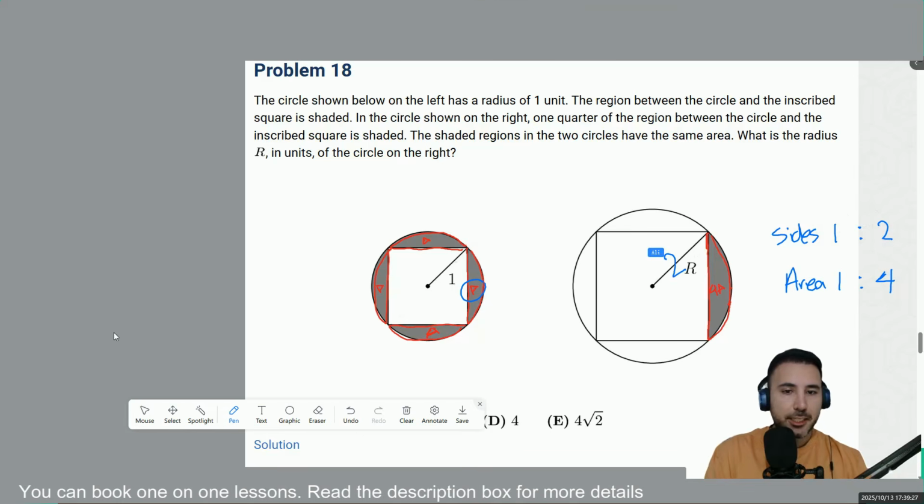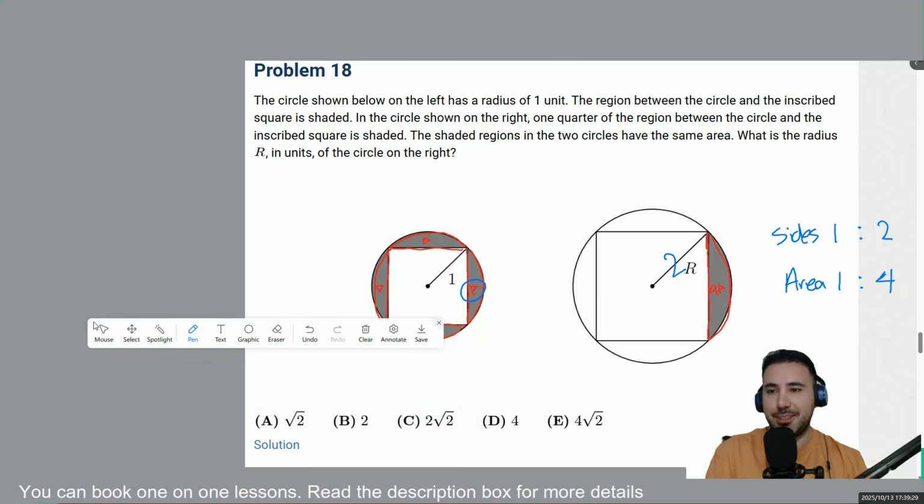So if you get good at this, you don't even need to write anything. You could just do it by looking, right? So the ratio, this is just 1 to 2. It's asking for the radius. The answer is 2. So if you're good, you could maybe do it in 10 seconds, in 15 seconds, right?